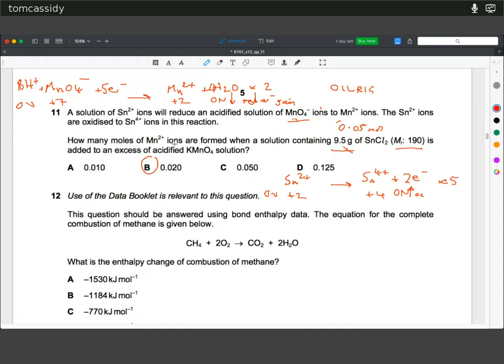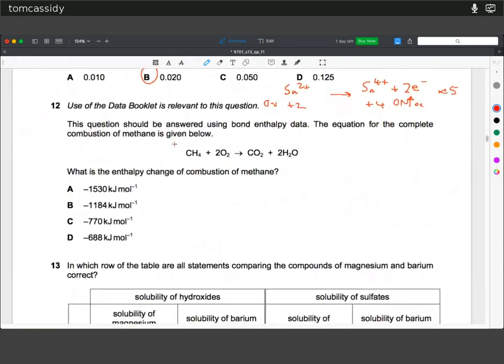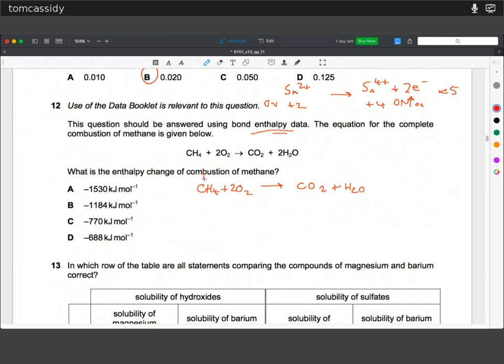All right, next one, question 12. Again, we're using the data booklet, and it's pointing to bond enthalpy data. And so with these kinds of questions, you know that you've got to calculate by seeing bonds that are broken and bonds that are formed. So in the reactants, bonds are broken, aren't they? And here in the products, bonds are formed.